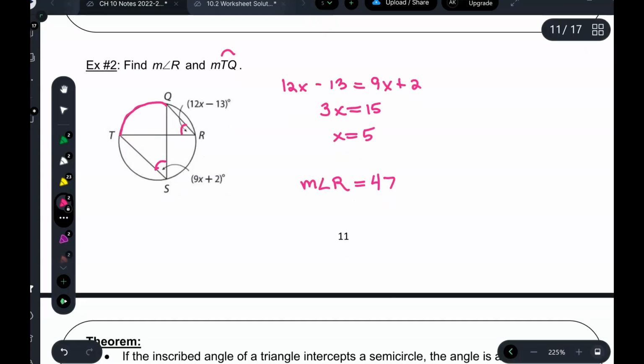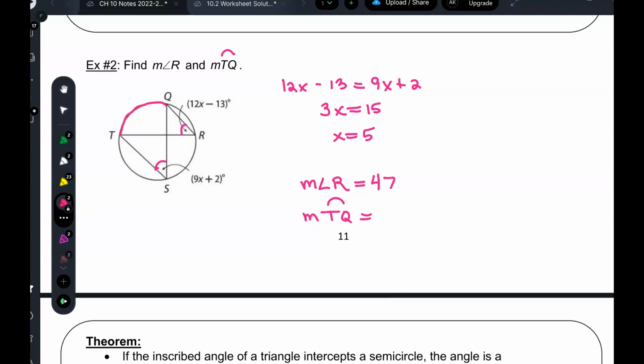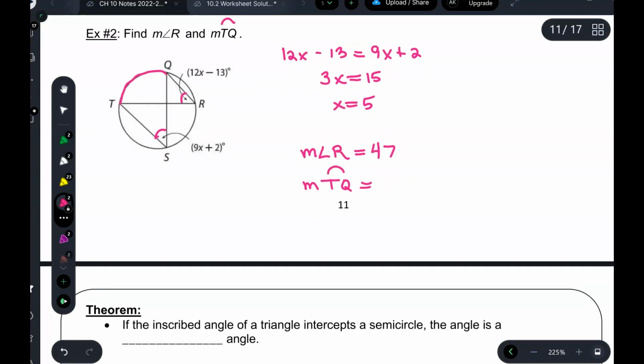Yes, Ariel? Couldn't you also do 12x minus 13 is equal to 2 times 12x minus 13? No, you just want to set them equal to each other.